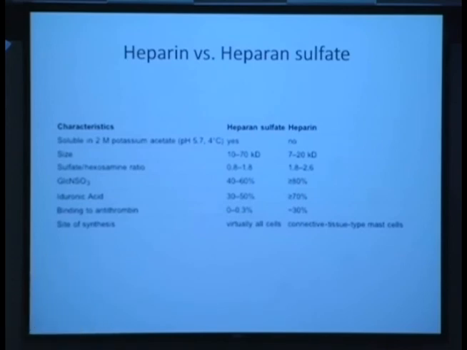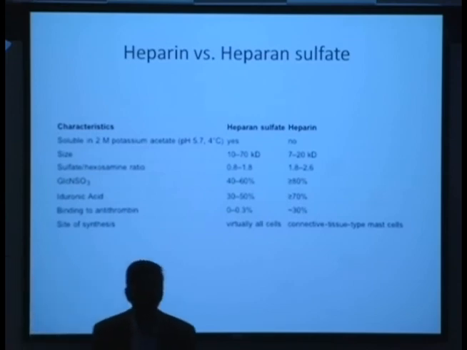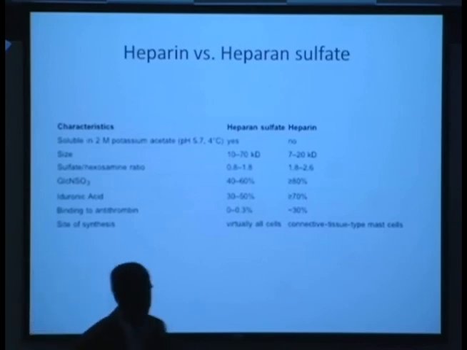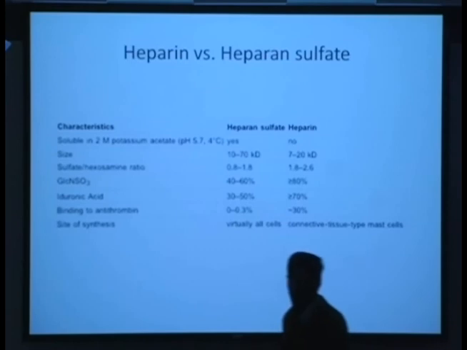Of course, antithrombin binding to heparan sulfate is very, very low because it is less sulfated. The probability of generating a specific sequence that binds to antithrombin is very low. In the case of unfractionated heparin, one third of the heparin binds to antithrombin III. And heparan sulfate is basically synthesized by all cells, whereas heparin is made only in connective tissue mast cells.